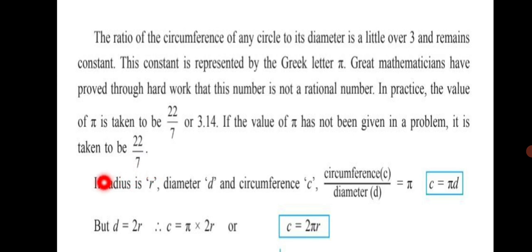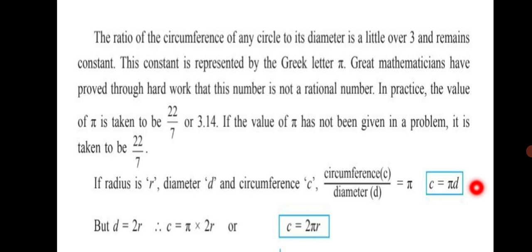Now, if radius is r, diameter is d, and circumference is represented by the letter c, then our ratio circumference upon diameter, C upon D, is equal to pi, which is 22 upon 7. So what is circumference? Now we got the formula for circumference. Shift diameter to the other side. You will get circumference is equal to pi multiplied by D, which is pi D. So this is one formula that we have derived.